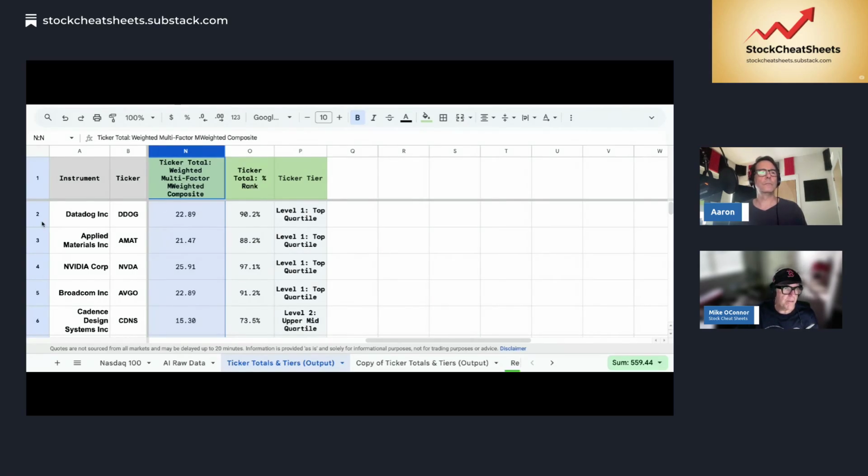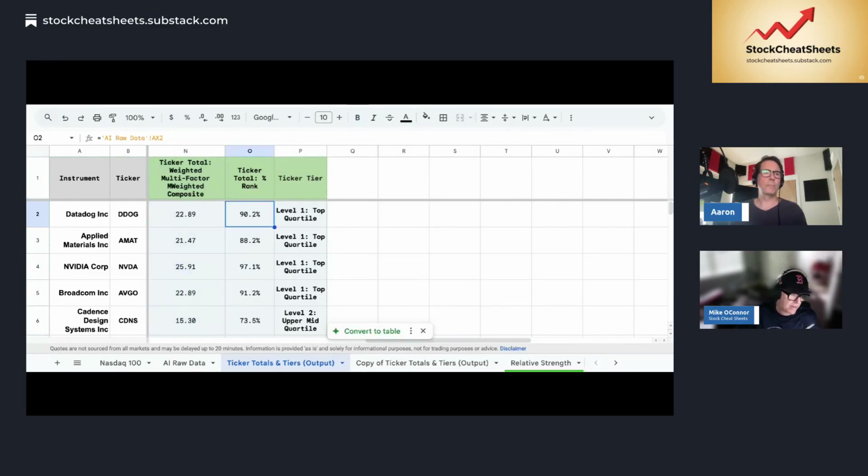Another way of putting this is that Datadog here, DDOG is the ticker. It has a weighted total score of 22, which is kind of meaningless. But what this tells you, Double A, is that it's better than 92.2% of all the other stocks in the stack rank. Another way of saying it's in the top 9.8%. Got it. And so that would put it into the top quartile, level one.